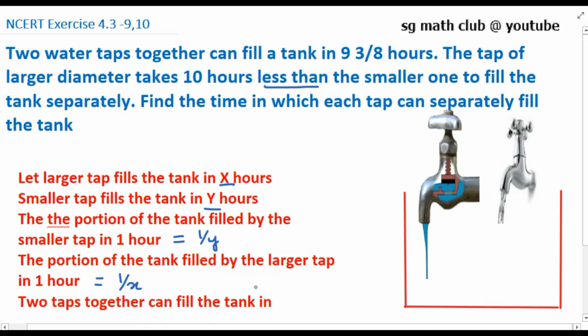So the two taps together can fill the tank in 9 3/8 hours, as they have given. This is a mixed fraction. You have to convert it into an improper fraction. So when you convert, you will have 75/8 hours.